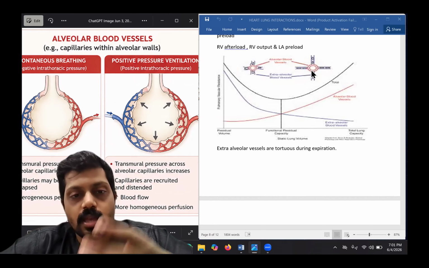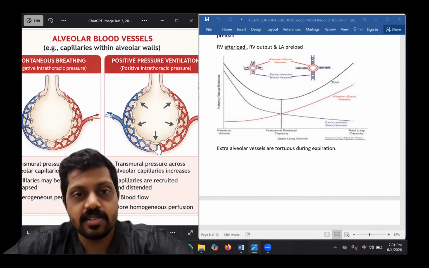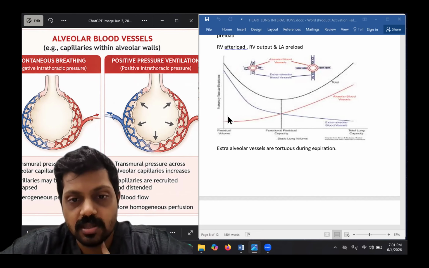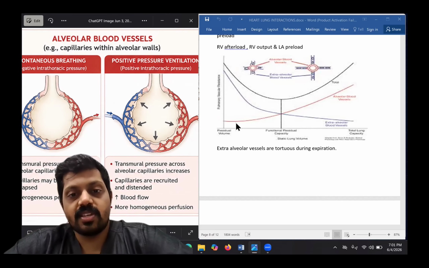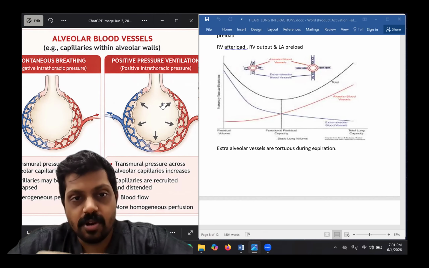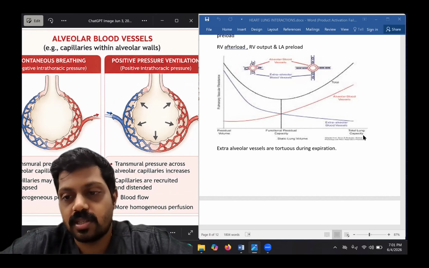The concept is simple. When the alveoli are collapsed, alveolar vessels are nice and good, with less pulmonary vascular resistance. That is at low volume. But what happens to the extra-alveolar vessels? When the alveoli are opening up, they are better, not when they are collapsed. They have more resistance here.